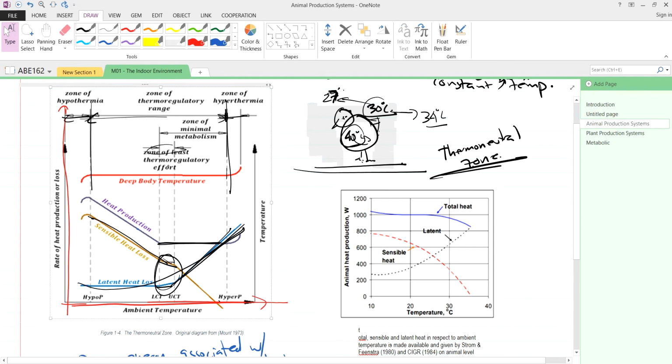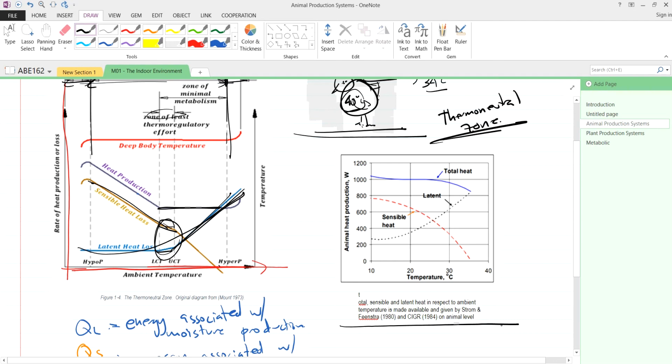Another graph right here is actually a latest version of this graph, because as you can see, we still have the sensible heat going up and the latent heat going down, and we have this total heat production. So it's a smoother curve, and of course there's going to be some differences as well. This one was originally taken from Mount, 1973, and this one is Strom and Finstra and the CIGR. So that's their graph for this thermoneutral zone.